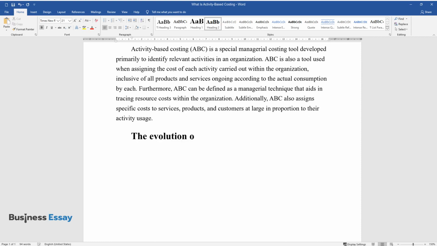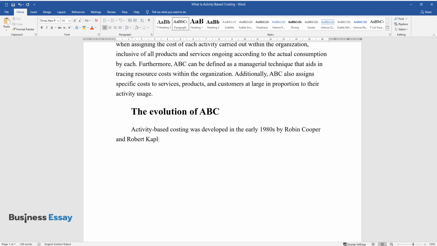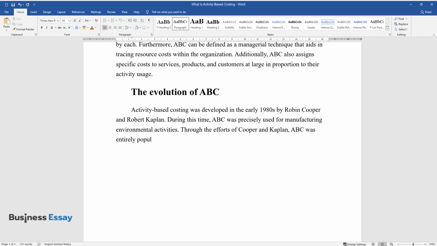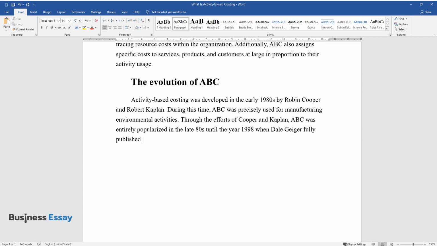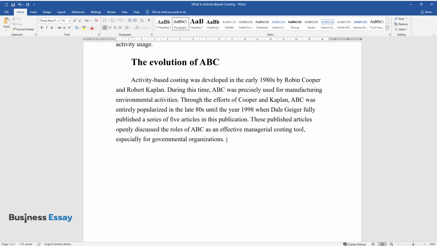The evolution of ABC. Activity-based costing was developed in the early 1980s by Robin Cooper and Robert Kaplan. During this time, ABC was precisely used for manufacturing environmental activities. Through the efforts of Cooper and Kaplan, ABC was entirely popularized in the late 80s until the year 1998, when Dale Geiger fully published a series of 5 articles in this publication. These published articles openly discussed the roles of ABC as an effective managerial costing tool, especially for governmental organizations.